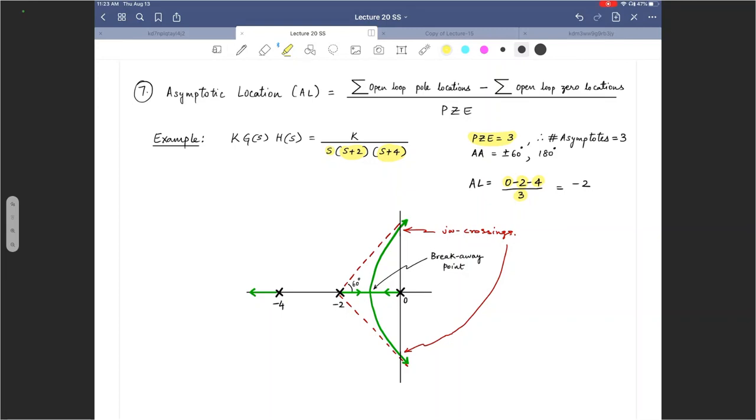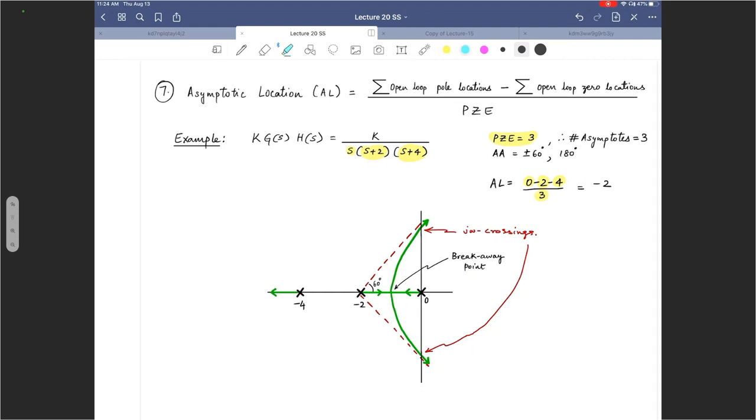So let's bring back this discussion here. Where is the asymptote located? Pole locations minus zero locations divided by PZE. Pole locations are at 0, -2, -4, divided by PZE. There are no zeros in this case. So the asymptote location comes out to be -2.